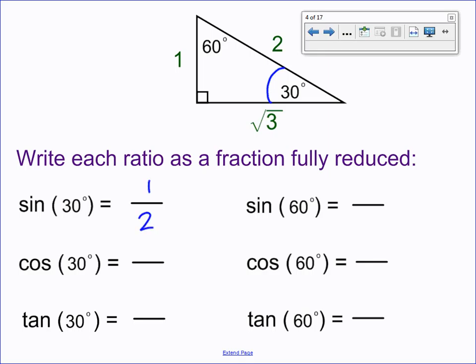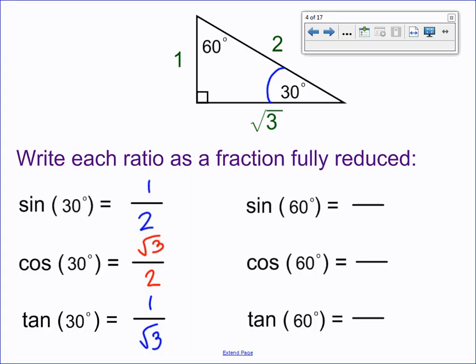What's the cosine of 30 degrees? Everybody find it. What would I write for the cosine of 30 degrees as a ratio? Andrew? Square root of 3 over 2. Thank you. What would I write for the tangent of 30 degrees as a ratio? Everybody find it. Nathan? 1 over the square root of 3. 1 is opposite, the square root of 3 is adjacent. Absolutely.